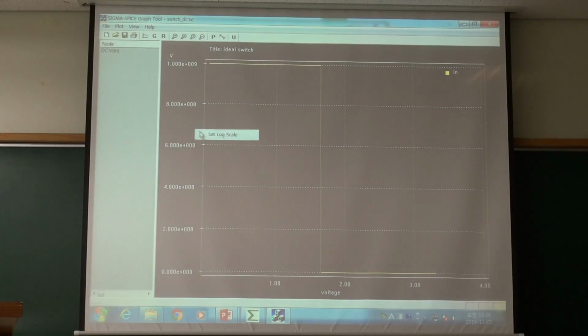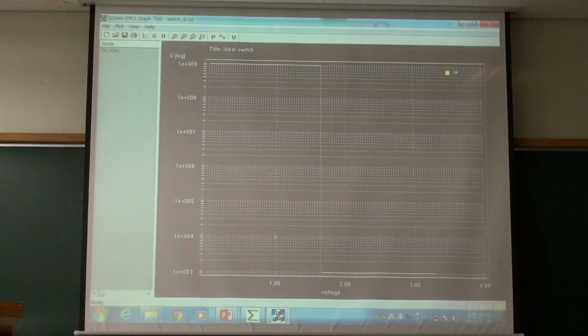So let's just change it into log scale. So this is 1 gig, this is 1K, right? So my on resistance is 1 kilo ohm when VSW is larger than VT, okay? So my switch works fine. And this is the ideal voltage controlled switch.